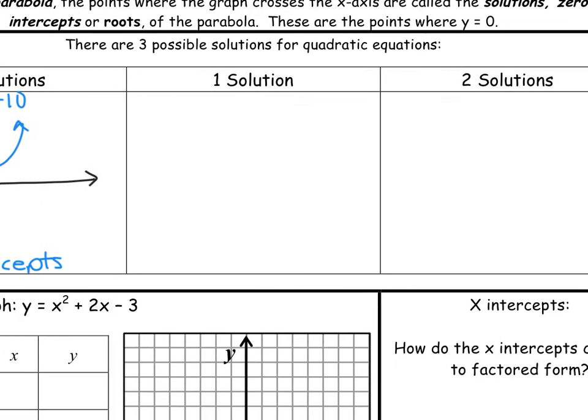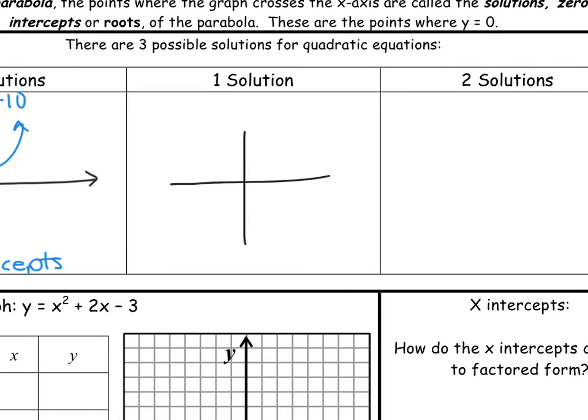The second scenario we can have is what if there's one solution? So that just means that we have a parabola that crosses the x-axis or touches the x-axis in one spot right there. So this means that it has one x-intercept. So what kind of equation would have one x-intercept?